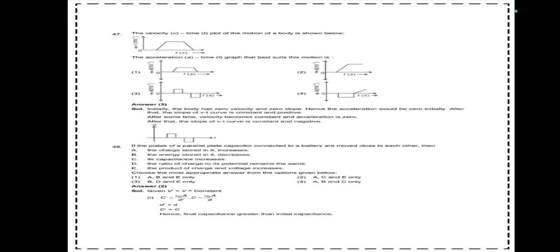Question number 48. If the plates of a parallel plate capacitor connected to a battery are moved close to each other, then choose the most appropriate answer from the options given below. Answer is 2. ACE only. The charge stored in it increases. The capacitance increases. The product of charge and voltage increases. Answer is 2. ACE only.